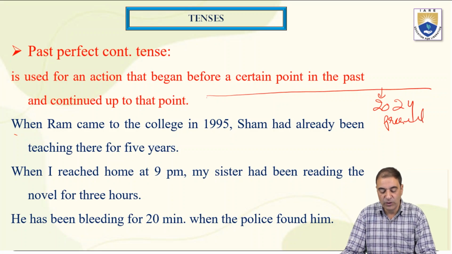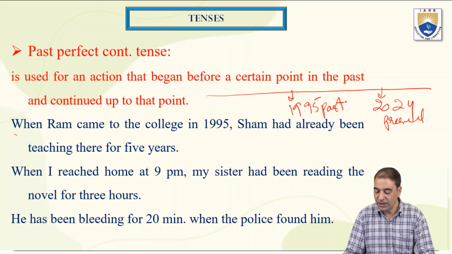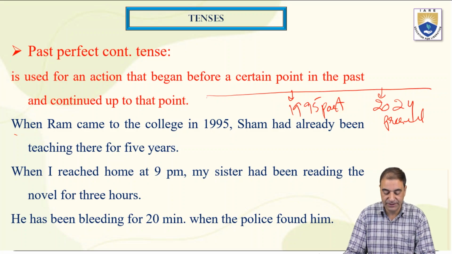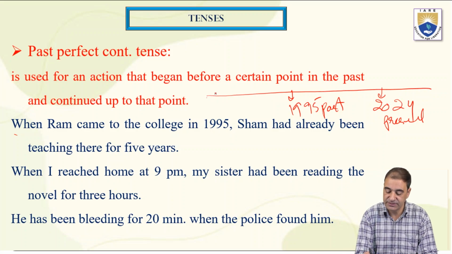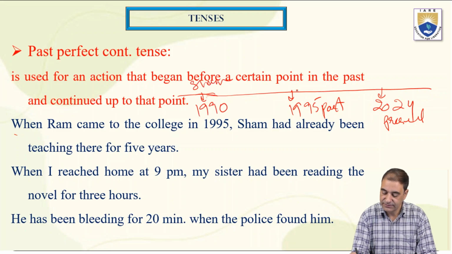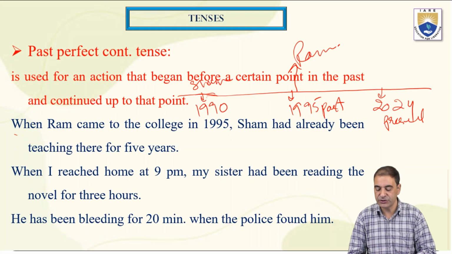What is the sentence? When Ram came to college in 1995. 1995, this is past time. And what is the next one? Sham had already been teaching there for 5 years. 5 years, that means go back 5 years, it means 1990. That means Sham joined college in 1990.